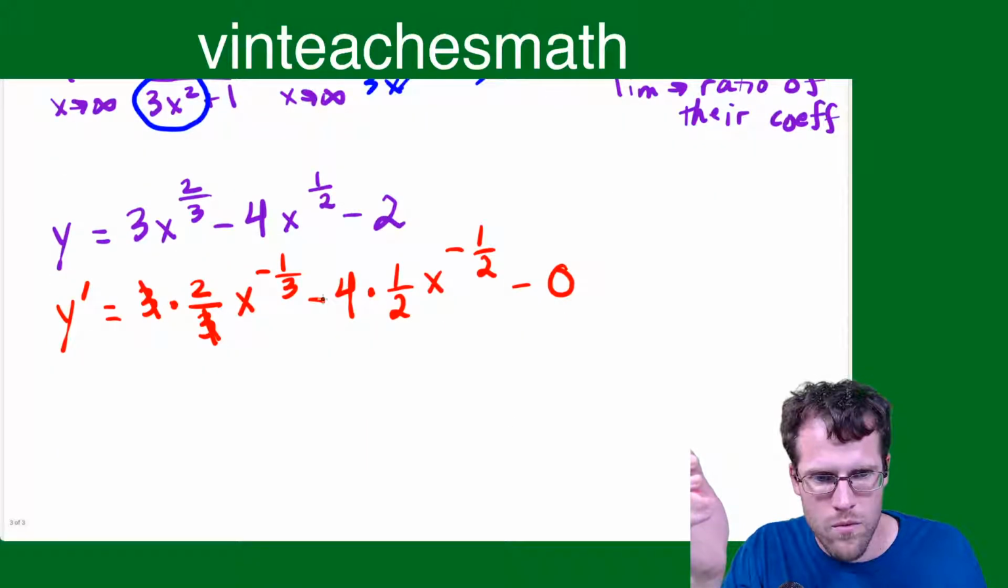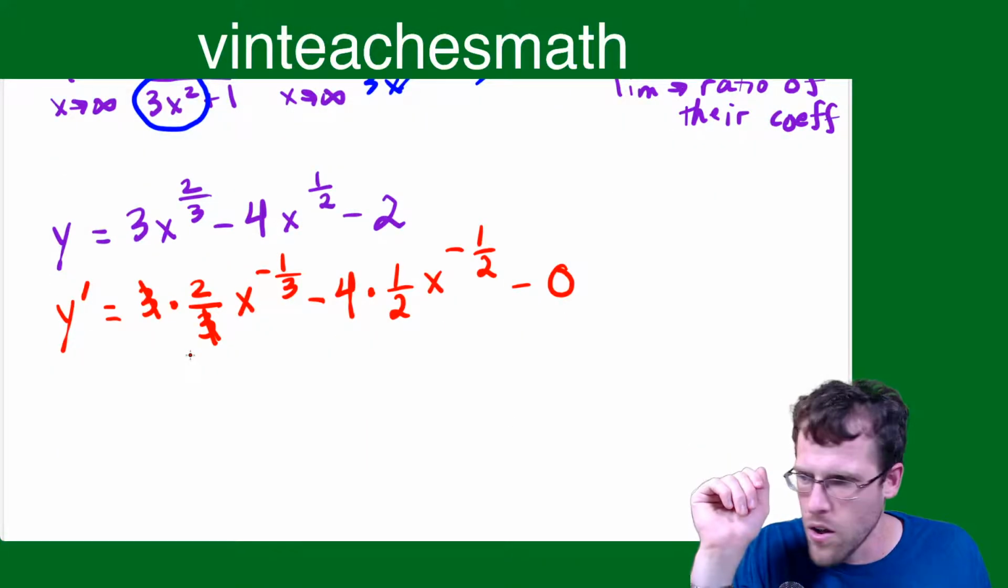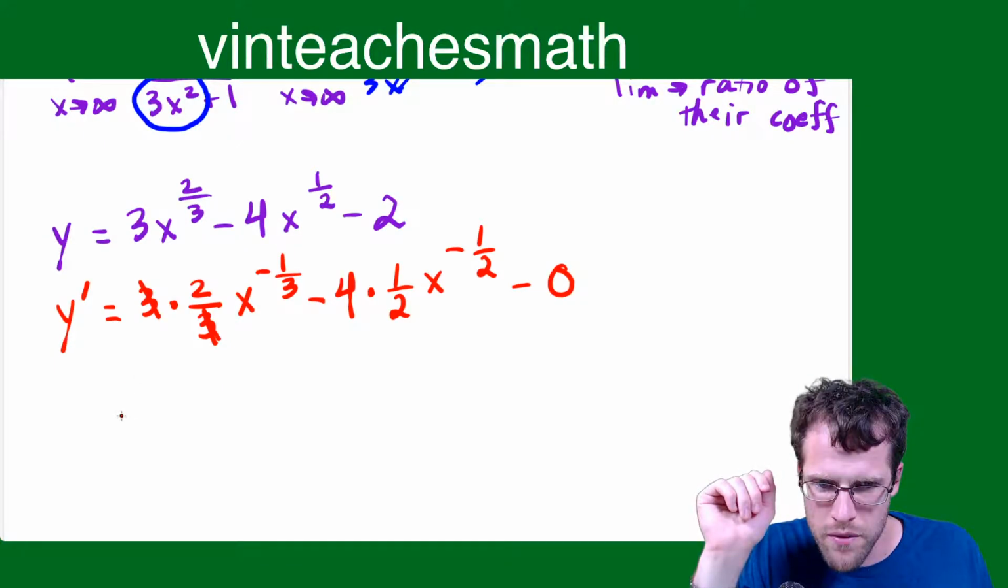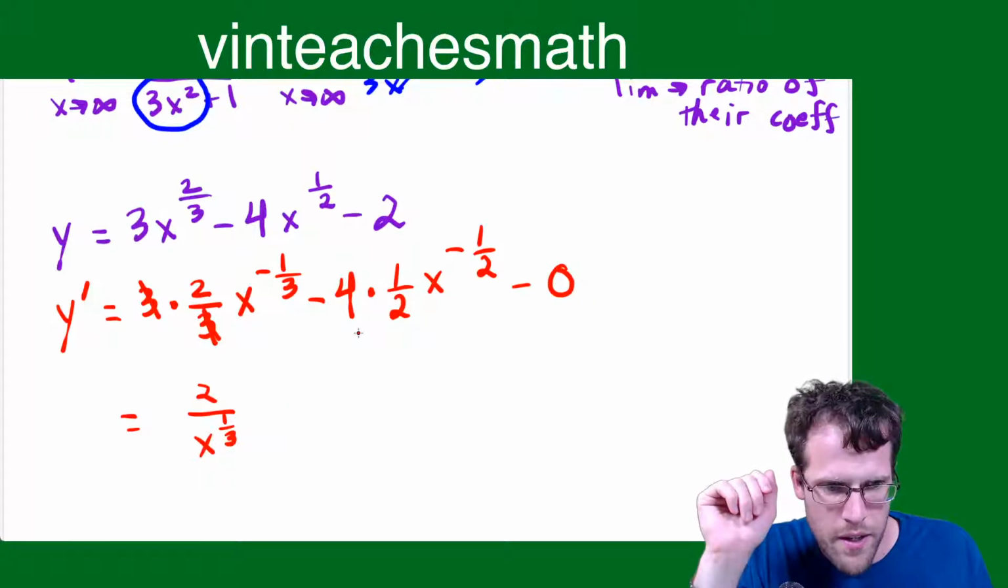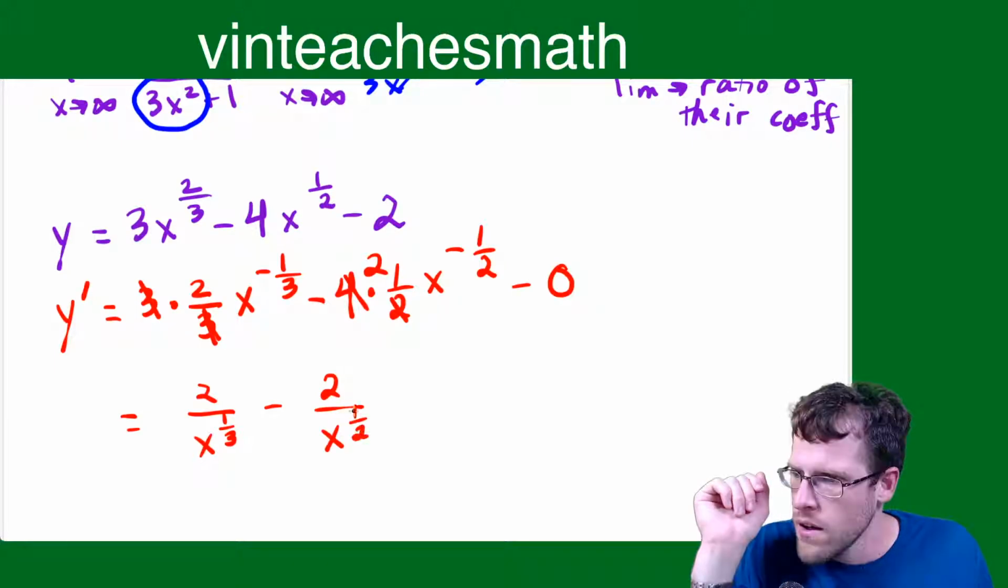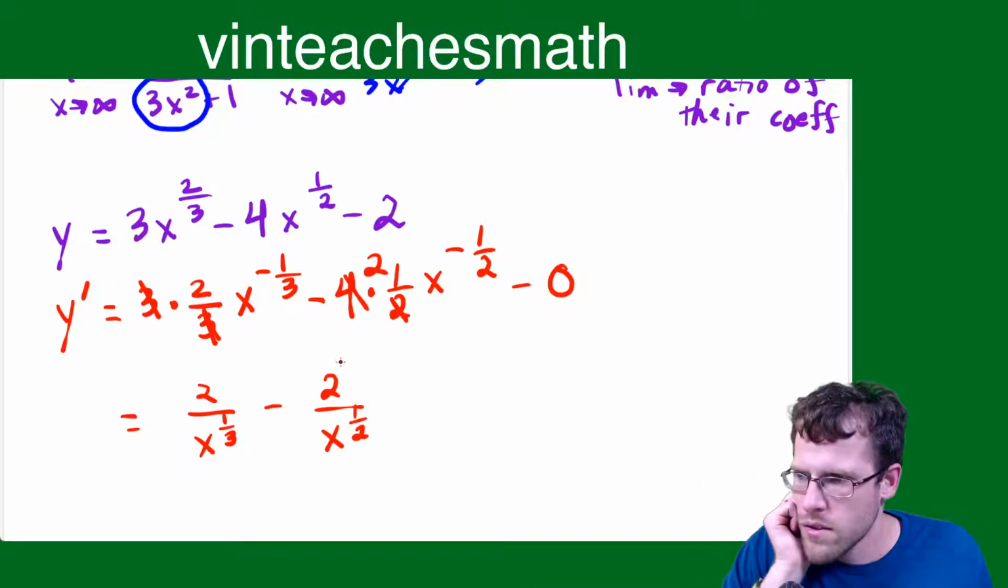So now we simplify. Oh, all right. So the answers look like they're written in fraction form. So this is going to make 2 over x to the 3rd. And 4 over 2 makes 2. And this is going to make minus 2 over x to the half.